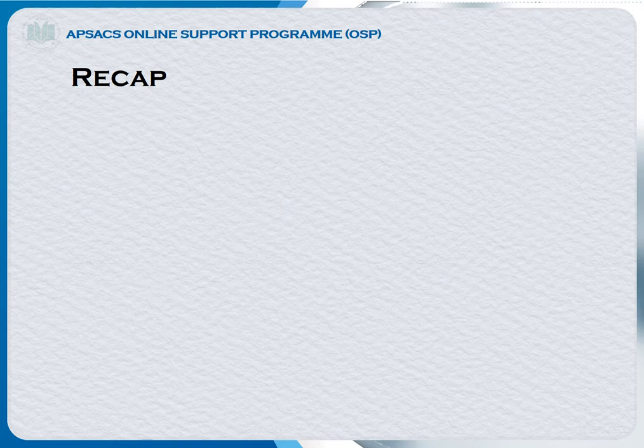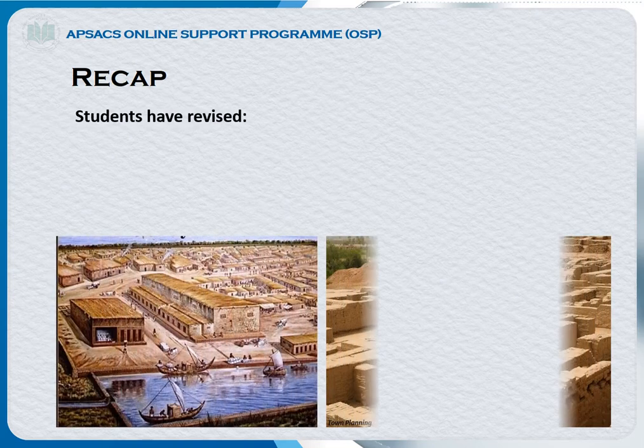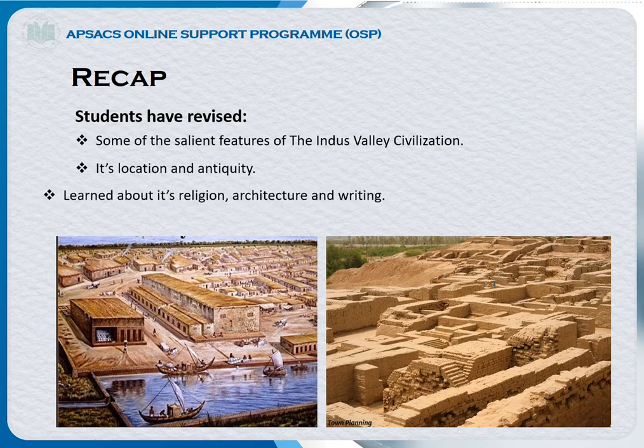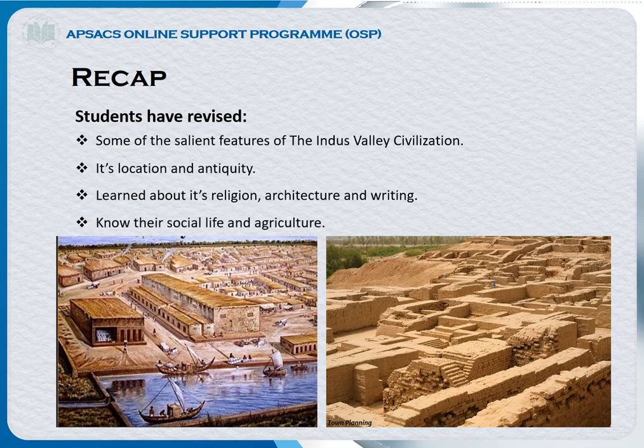Let's have a recap of the lesson. Now, students, we have revised some of the salient features of the Indus Valley civilization, its location and antiquity, learned about its religion, architecture, and writing, and know about their social life and agriculture.